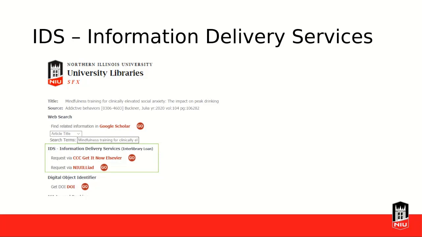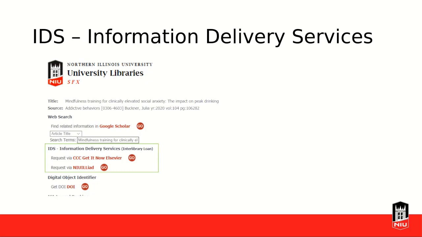When you click Go, you're just going to enter your email address and check the box that says Agree to Services, and then you'll receive your article within 8 hours. Typically, it's like within 2 hours. So you don't need to create an account for Get It Now. You just enter your email address and you get it very, very quickly.